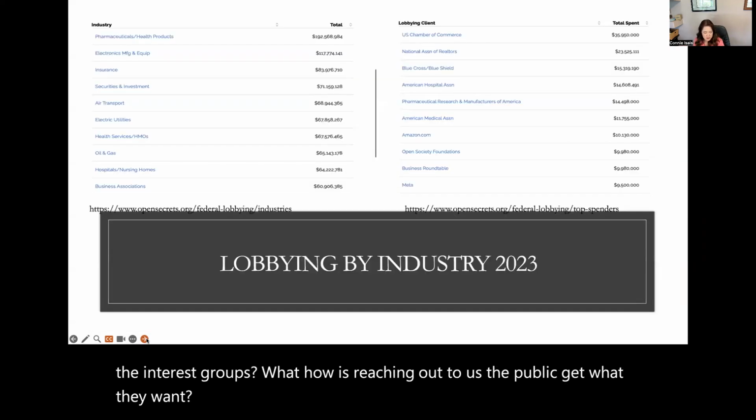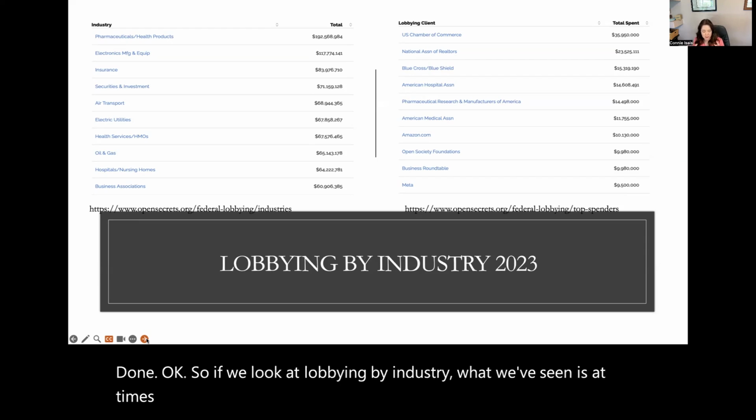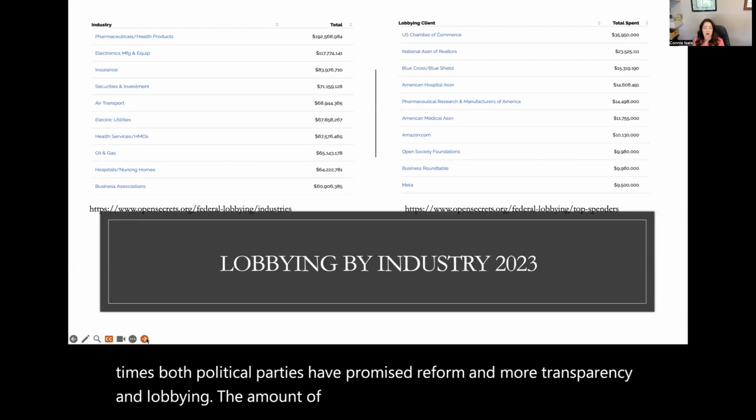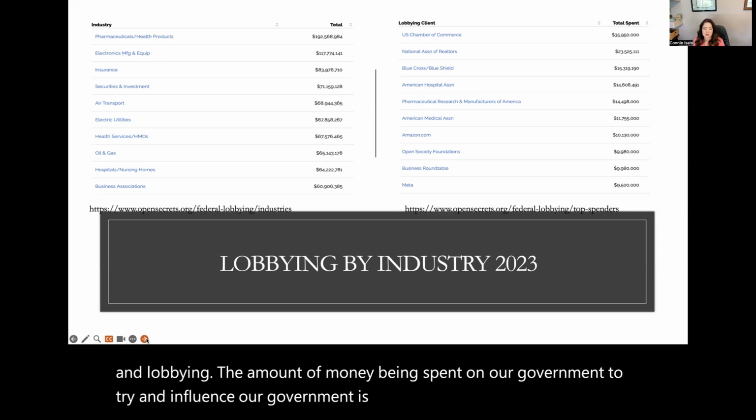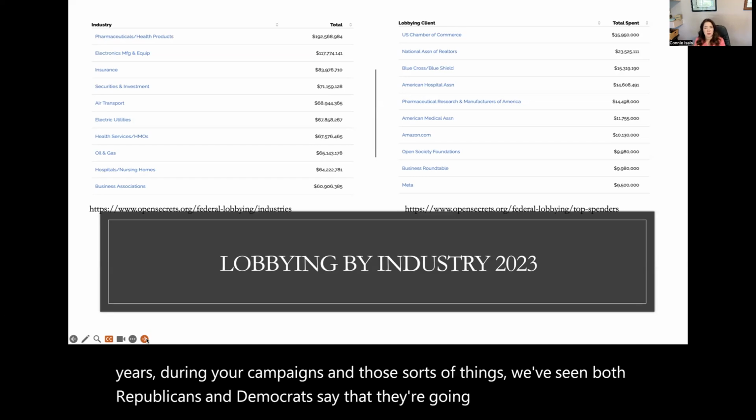Okay. So if we look at lobbying by industry, what we've seen is at times both political parties have promised reform and more transparency in lobbying. The amount of money being spent on our government to try and influence our government is astronomical. So during the election years, during campaigns and those sorts of things, we've seen both Republicans and Democrats say that they're going to be more transparent in lobbying.